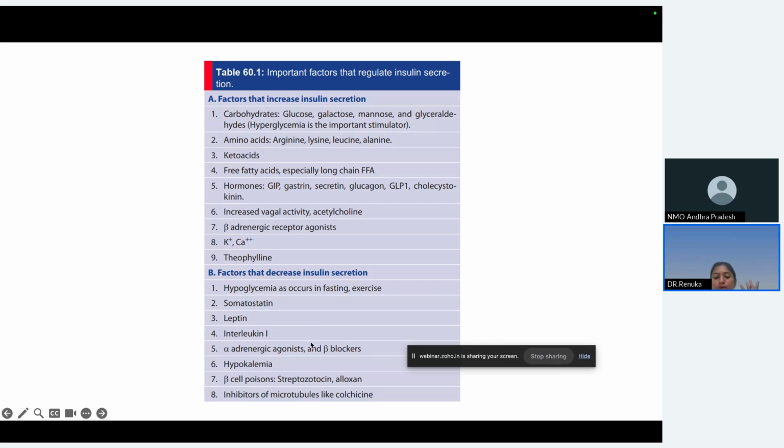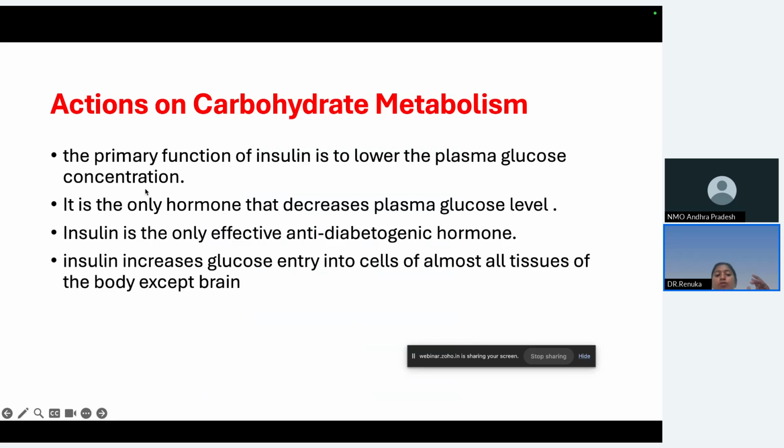I'll just go with four. Leptins. Actions on carbohydrate metabolism: what is the function of insulin? It reduces plasma glucose concentration. It decreases the plasma glucose level. It is the only anti-diabetogenic hormone.